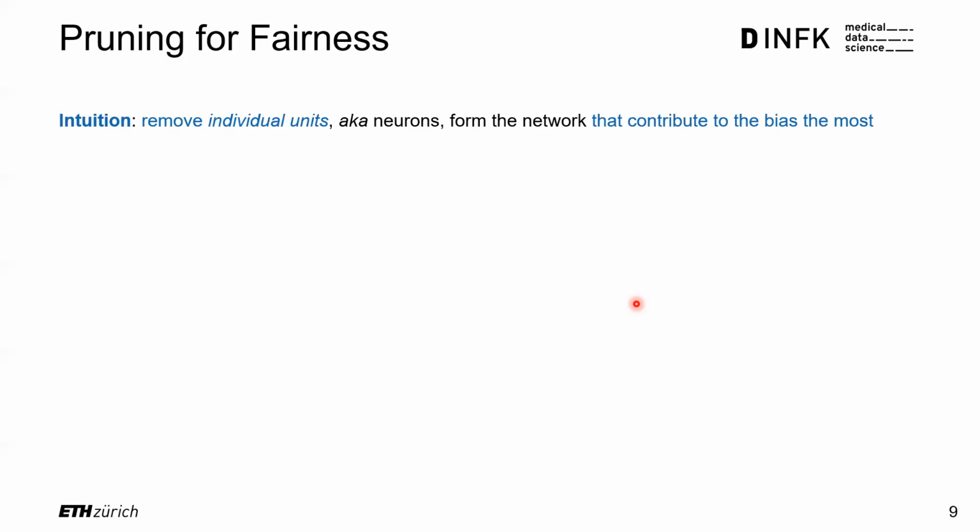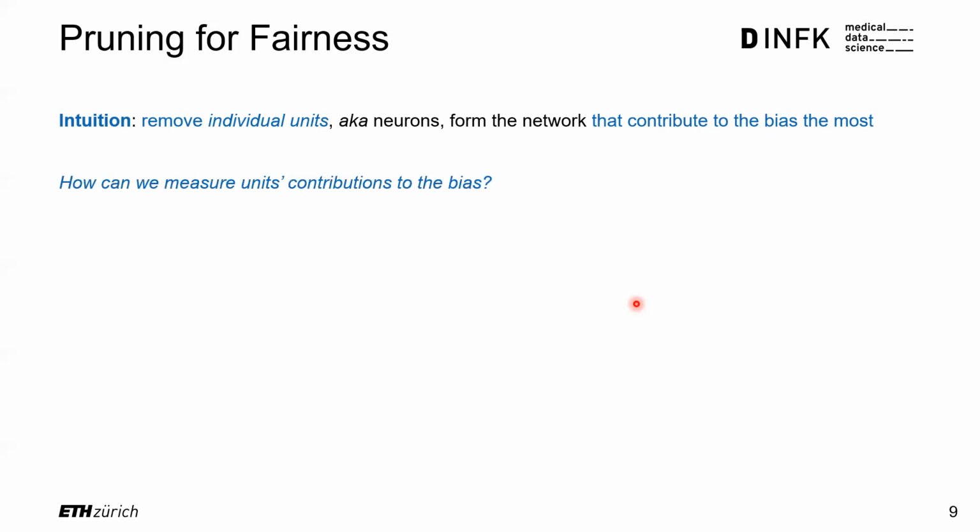Pruning refers to the removal of the parameters within the neural network model, and most of the pruning literature out there has concentrated on pruning as a means to reduce memory complexity, improve computational efficiency, and so on and so forth. But in this work, we focus on pruning to achieve a debiased model. The intuition is basically to remove individual units or neurons from the neural network, in particular those units that contribute to the bias the most.